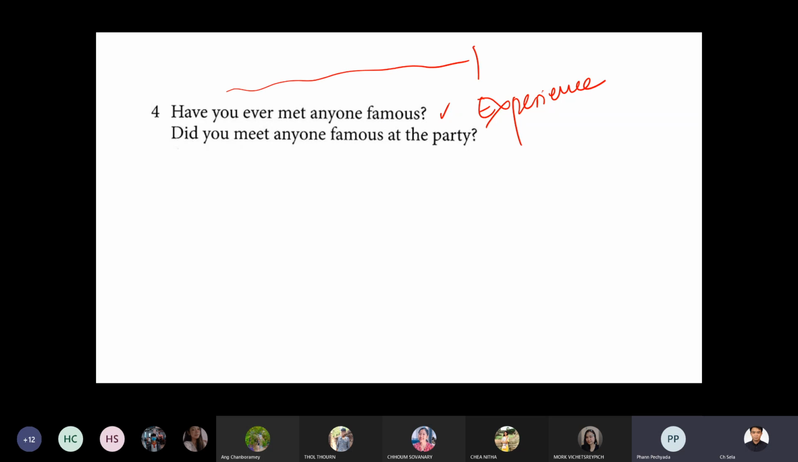Have you ever met anyone famous? All right. Yes. How about the second one? Did you meet anyone famous at the party? I can say that both show the experience, but the second one is completed in the past. It's specific, right? We know when the party happened. Okay, thank you very much.